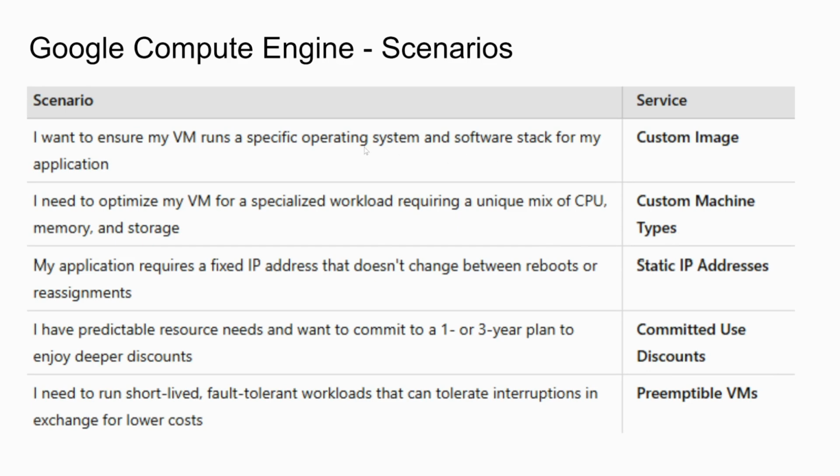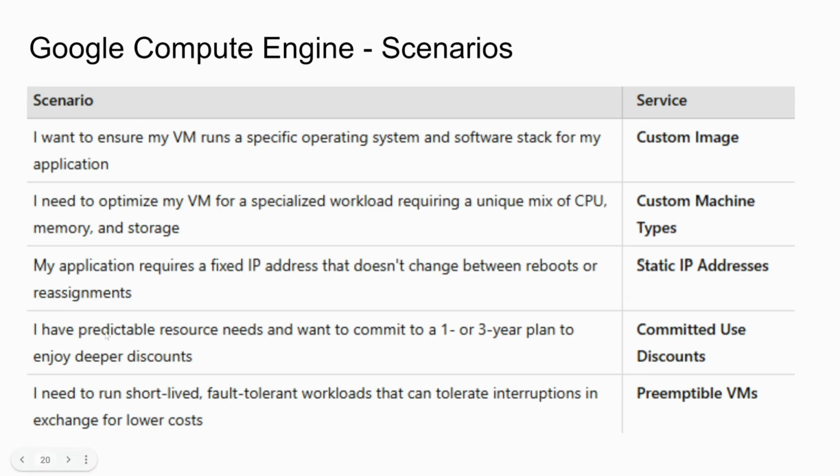You can see, based on the needs, here they are looking for a specific operating system and software stack, so we need to go with the custom image. But here we are looking for a mix of CPU, memory, and storage, so we are looking for the custom machine types. The next scenario is, my application requires a fixed IP address that does not change between reboots or reassignments. We have already seen that in the previous videos, right? So we'll go with the static IP addresses. We have even created this.